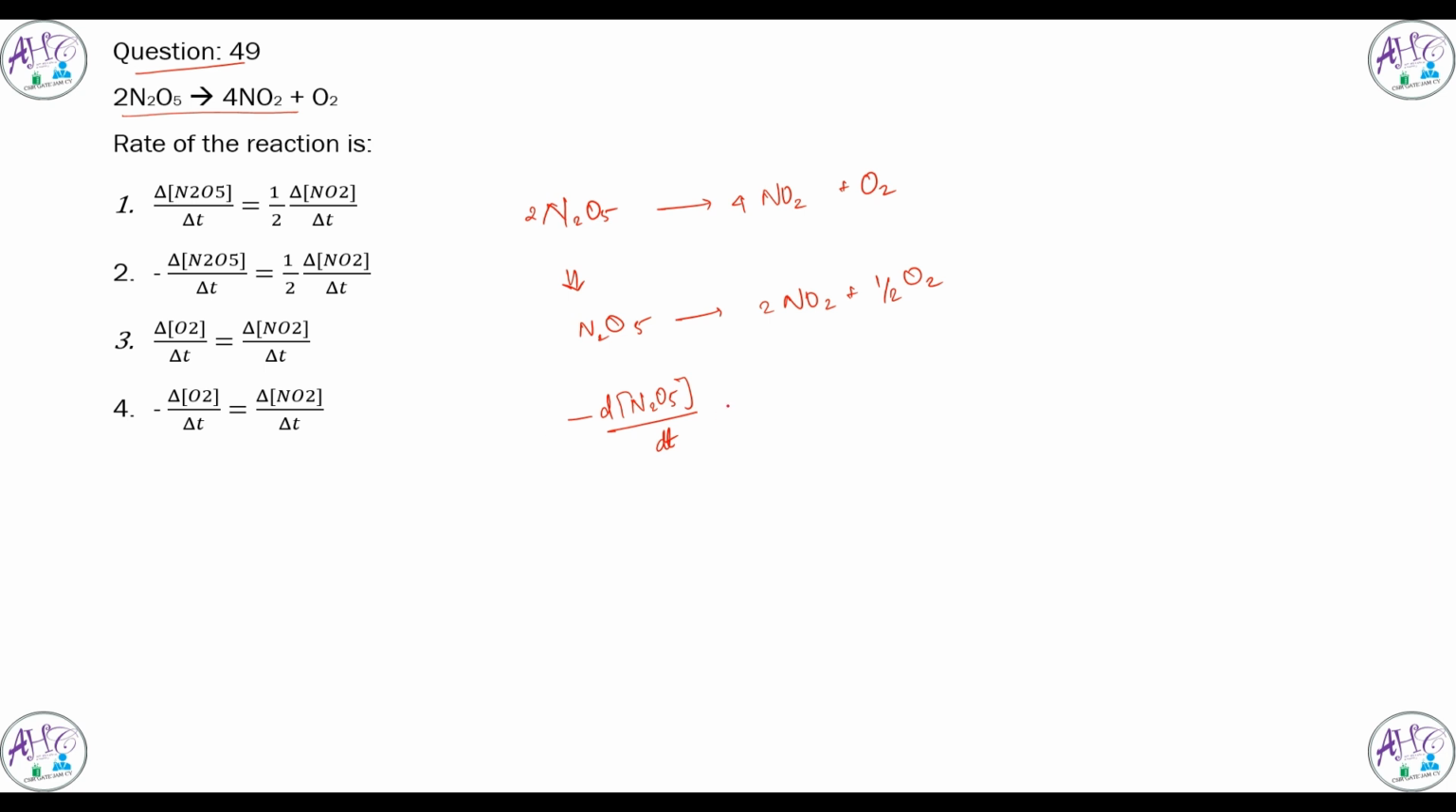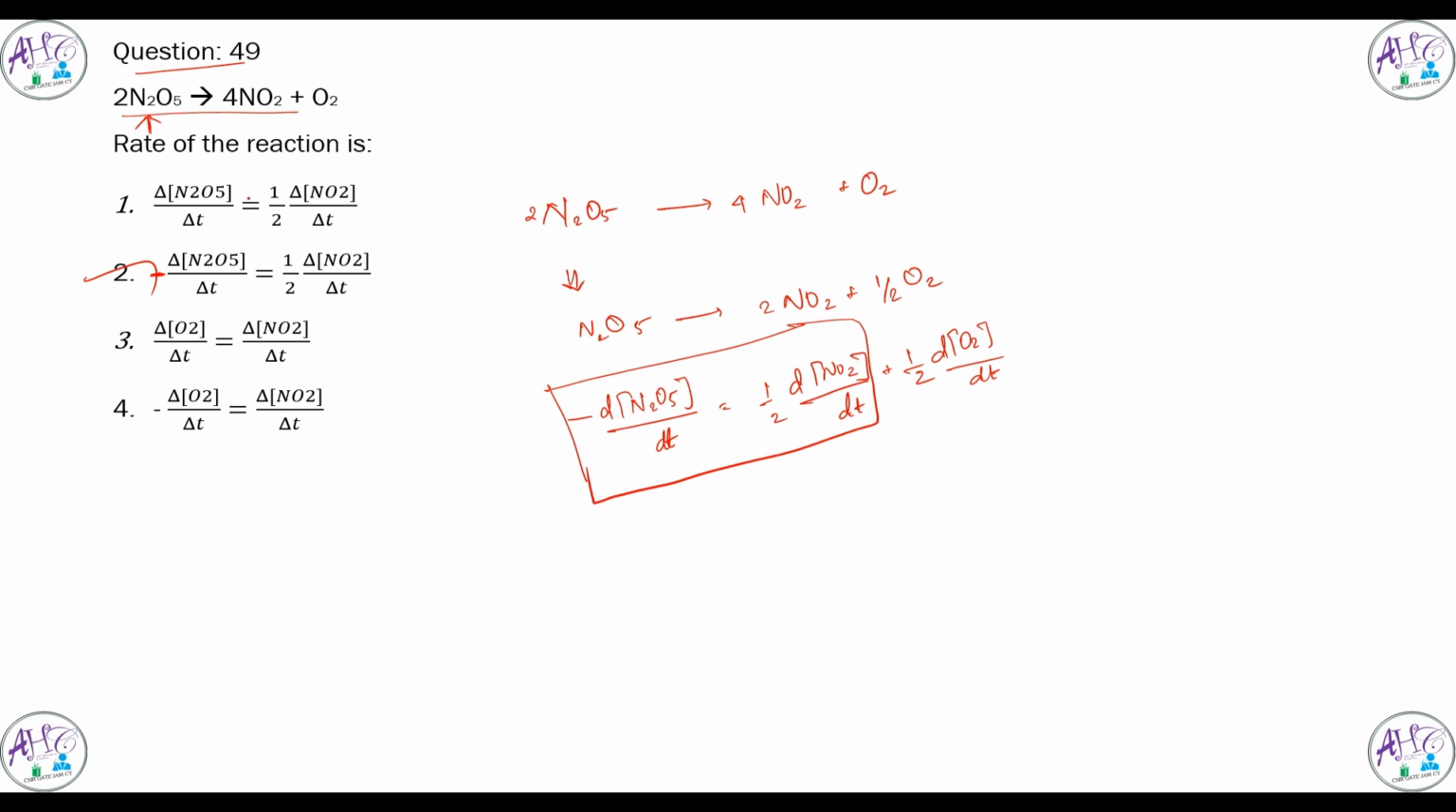Okay, so if you write the rate of the reaction, it's going to be minus d of N2O5 by dt. This is your rate of the change in concentration with time. Okay, is going to be equal to 1 by 2 of d NO2 by dt plus 1 by 2 d O2 by dt. Okay, so if you see the options, you can see this is going to be your correct answer. Only they are asking about the nitro groups, not the oxygen group. So if you compare, you can see option 2 is the correct answer, where they have given a negative sign, because this is in the reactant side. So you'll have a negative sign.